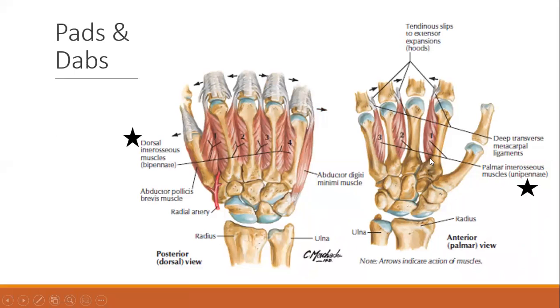Another thing of note when talking about your palmar versus your dorsal interossei: your palmar interossei have 1 muscle belly, but your dorsal interossei have 2 muscle bellies. So you can call your palmar interossei unipinnate, 1 muscle belly, versus your dorsal interossei, which can be called bipinnate, 2 muscle bellies.